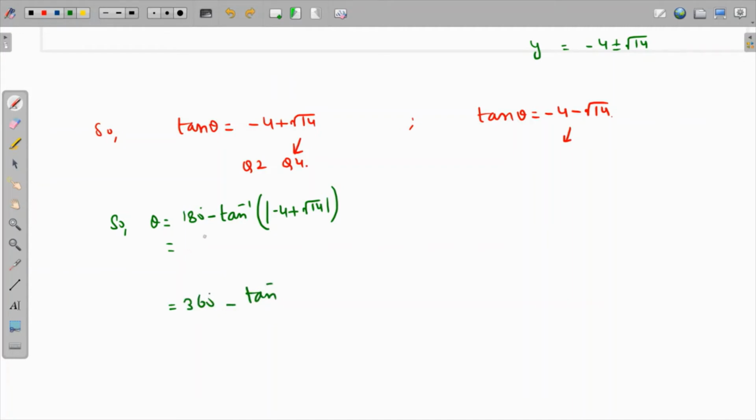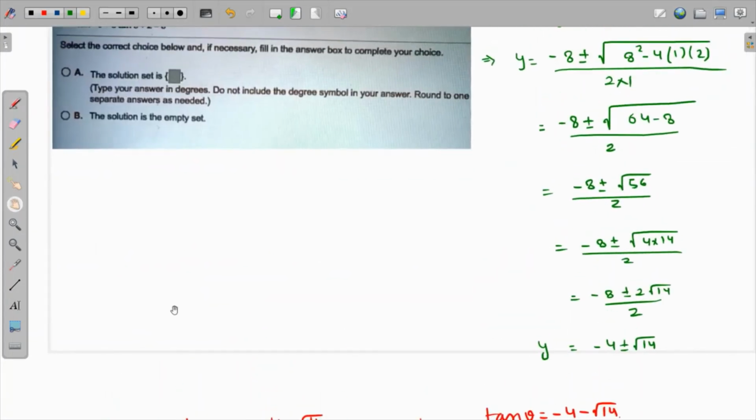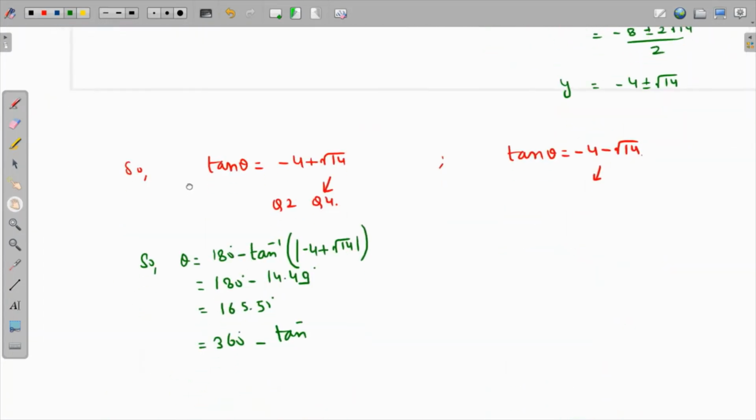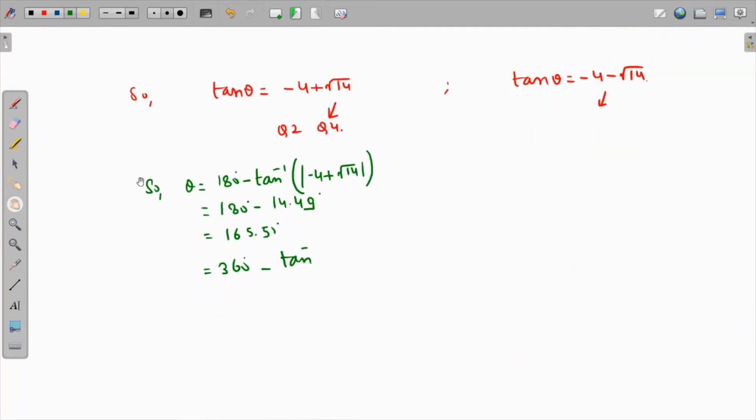Let's solve the numerator first. That's going to be 4 minus root 14. Make sure your calculator is in degree mode, because tan inverse of this should give you degrees, because we are subtracting from 180 degrees. So 180 minus 14.49 degrees actually gives me 165.51 degrees up to 2 decimal places. And we have to round to 1 decimal place.